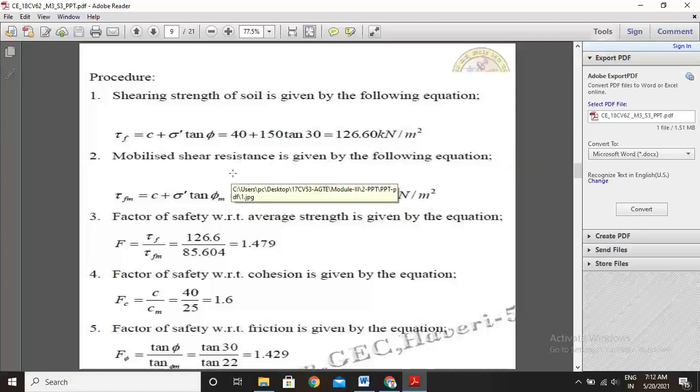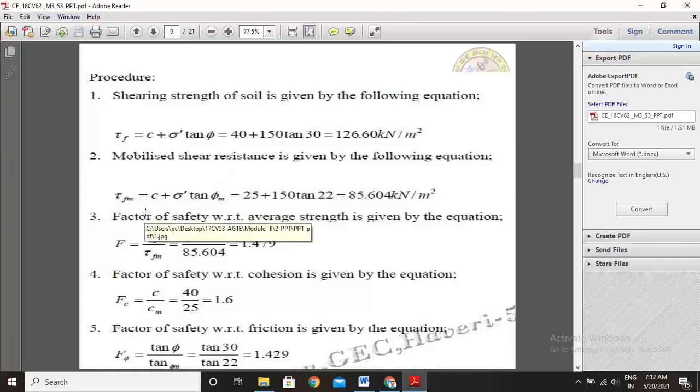Next, second step, mobilized shearing resistance. Mobilized shearing resistance is given by the following equation, that is tau m equal to C m plus sigma dash into tan phi m. Substitute the values in this equation. C m is 25, sigma dash is 150, phi m is 22 degrees. After calculation, we are getting 85.60 kN per meter square.